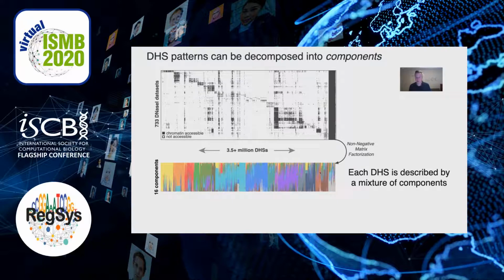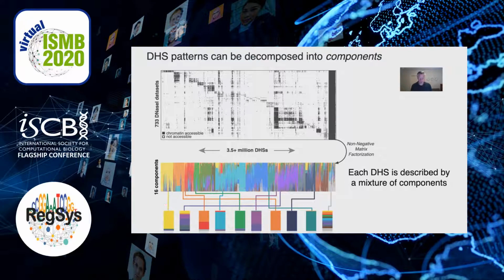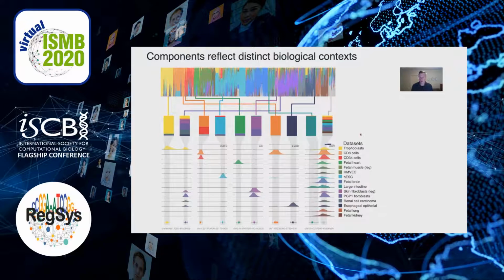Here, each DHS is described by a mixture of 16 non-negative matrix factorization components. Each of these is represented by a single color. These 10 example DHS representations show that there's a huge variety of possible mixtures of components. Some DHSs are primarily annotated with a single component, others show some mixture, and others are annotated with a full rainbow spectrum of components. And we find that this actually corresponds with the level of shared behavior of a DHS across cellular contexts.